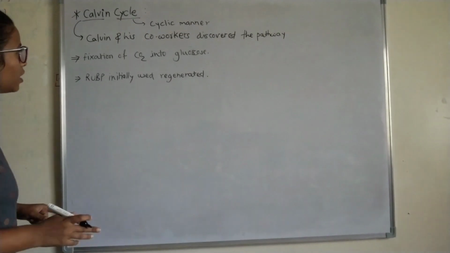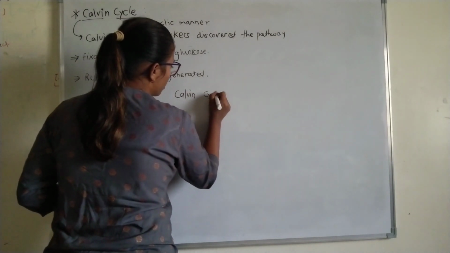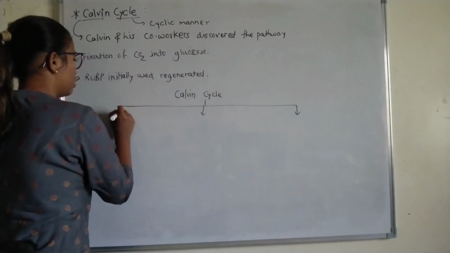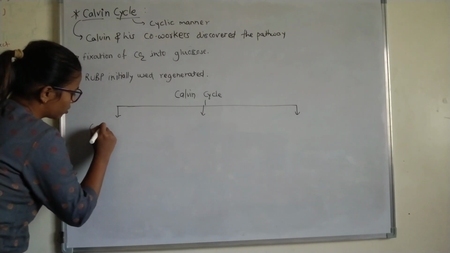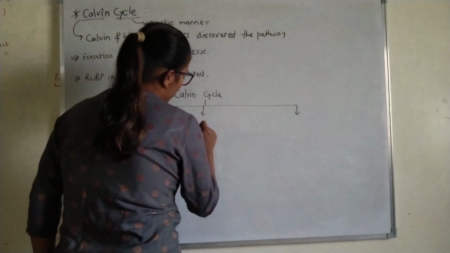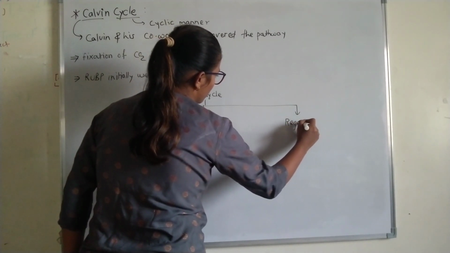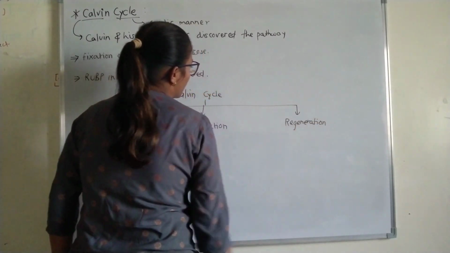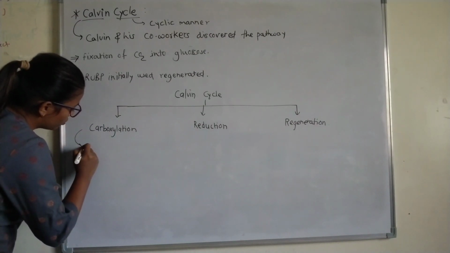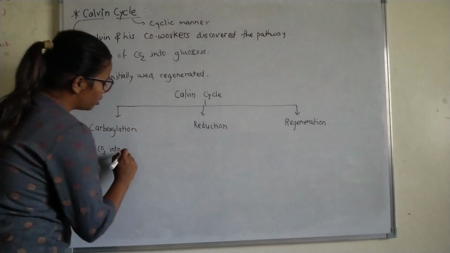So the Calvin cycle is divided into three parts: carboxylation, reduction, and regeneration. Carboxylation means the fixation of CO2 into a stable organic intermediate.